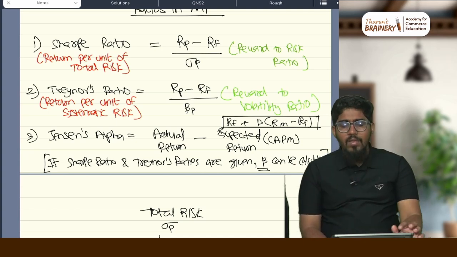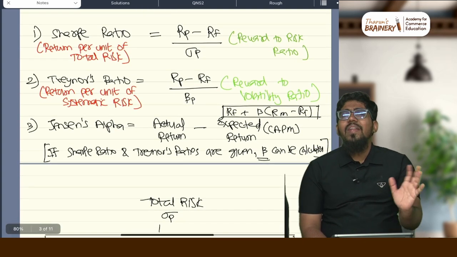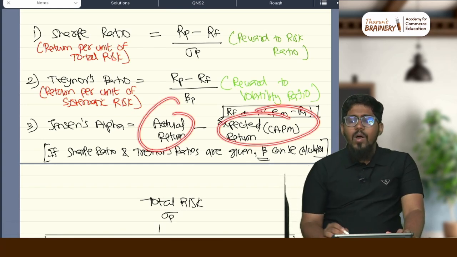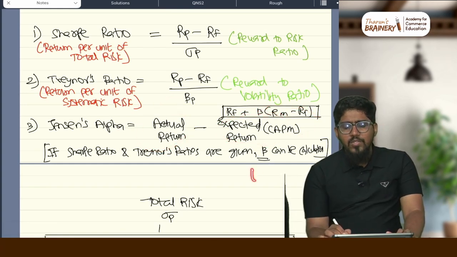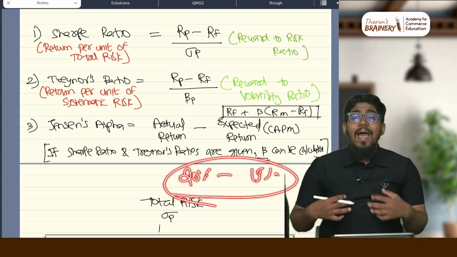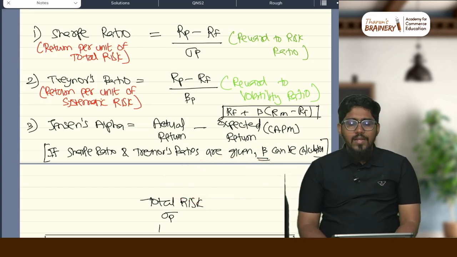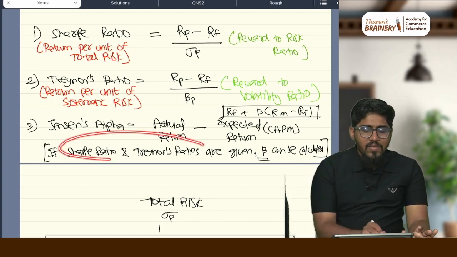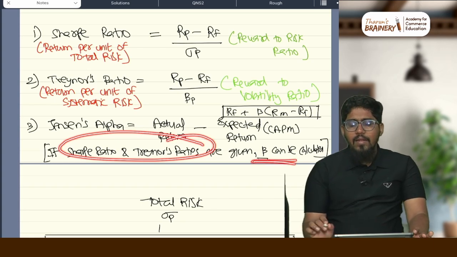Sir, what is Jensen's alpha? Extra return. What is the extra return that I am getting? Actual return minus expected return. Whatever was my expectation, my expectation was 15%. I got 20%, which means 5% is my alpha. So this is called Jensen's alpha. And one more, in some questions, if Sharpe ratio and Treynor's ratio itself are given, it means beta can be calculated.